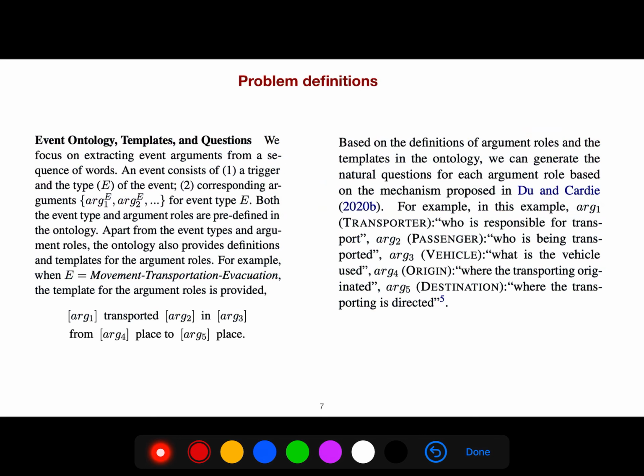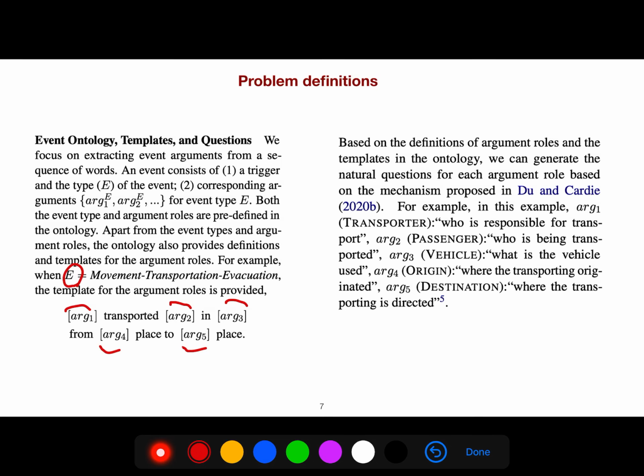So we have the event ontology, templates, and questions. We focus on extracting event arguments from a sequence of words. An event consists of a trigger and type of the event, and corresponding arguments for the event type. Both the event type and argument roles are predefined in the ontology. Apart from the event types and argument roles, the ontology also provides definitions and templates for the argument roles. For example, when this is our event, movement, transportation, evacuation, the template for the arguments is provided. For example, argument 1 transported something in argument 3 from argument 4 place to argument 5 place.